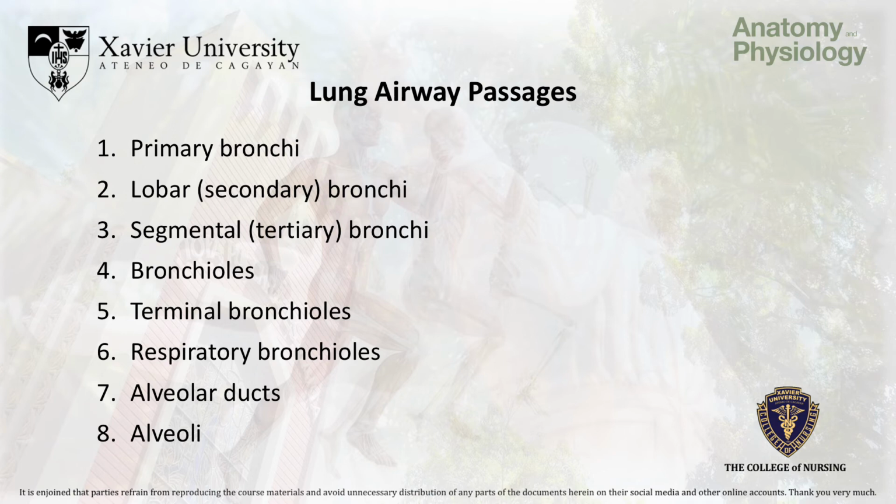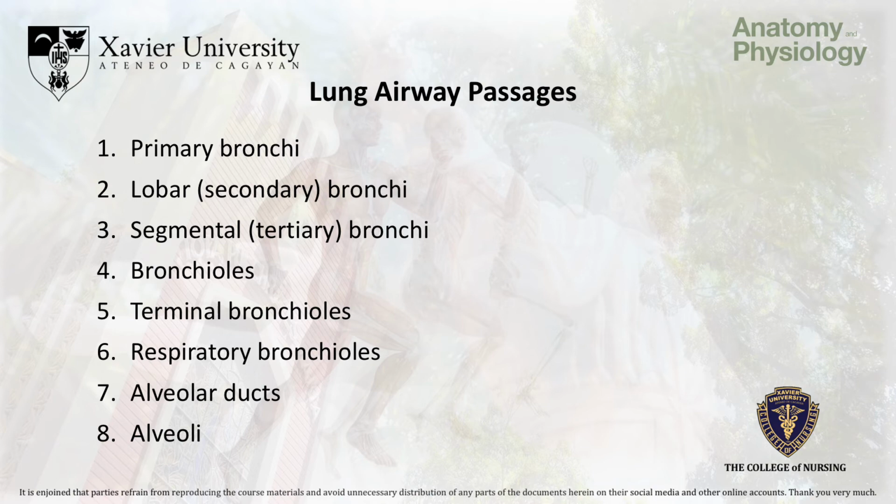The lobar bronchi in turn divide into segmental bronchi, or your tertiary bronchi, which lead to bronchopulmonary segments of the lungs. The bronchi continue to branch many times, finally giving rise to bronchioles. The bronchioles also subdivide numerous times to give rise to terminal bronchioles, which then subdivide into respiratory bronchioles. Each respiratory bronchiole subdivides to form alveolar ducts, the long branching ducts with many openings into alveoli.